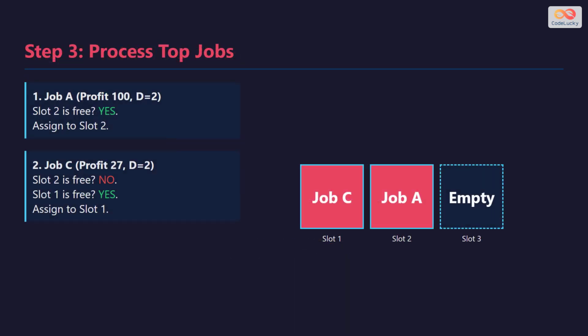Now we start processing. First is Job A with a profit of 100 and deadline 2. We prefer to do it as late as possible, so we check slot 2. It is empty, so we assign Job A there. Next is Job C, profit 27, deadline 2. We check slot 2, but it is already taken by Job A, so we look for an earlier slot. Slot 1 is free, so we assign Job C to slot 1.